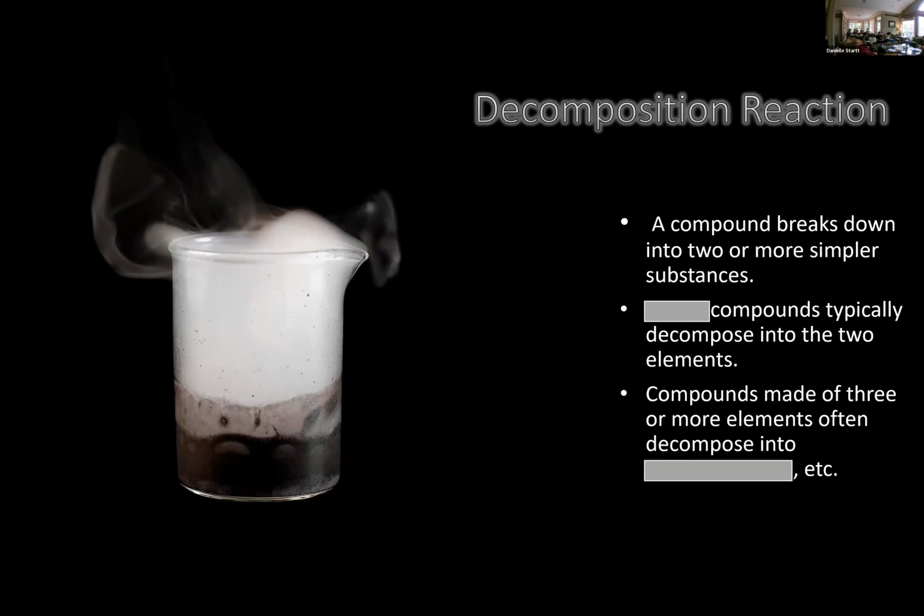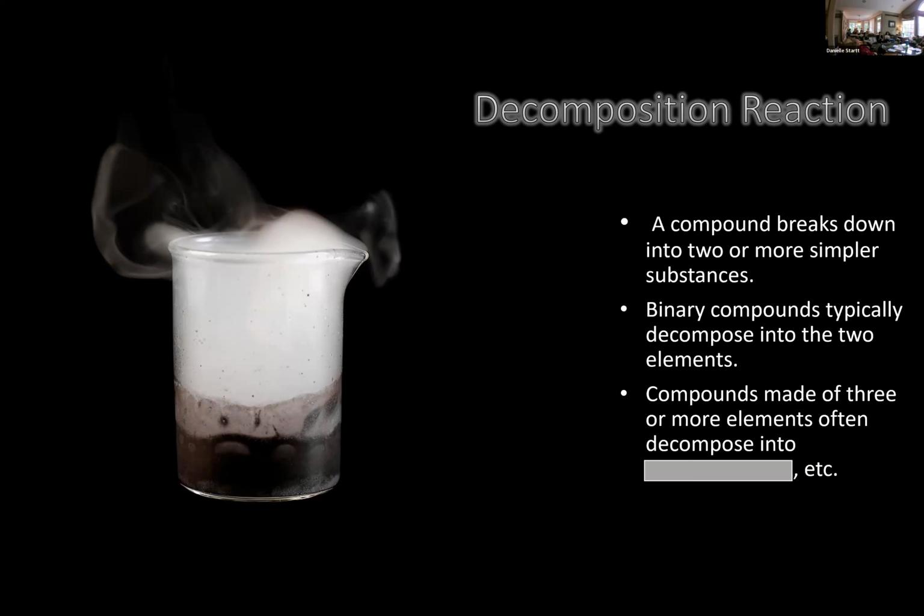This is when a compound breaks down into two or more simpler substances. So what kind of compounds typically decompose into two elements? What do we call those compounds that could decompose into two elements? Do we know? Those are binary.